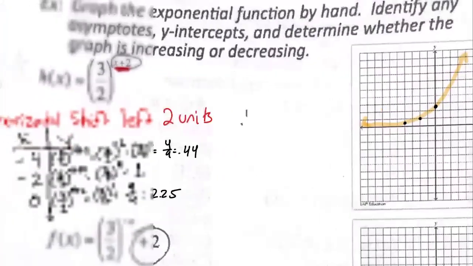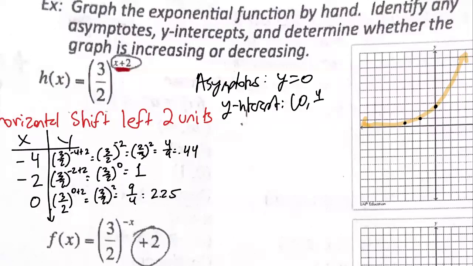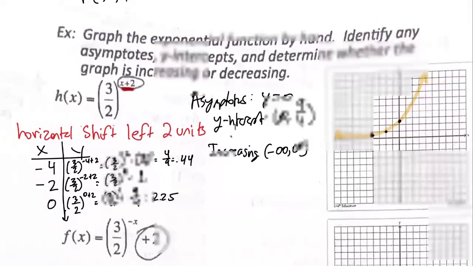Another thing you need to include: asymptotes. Y is equal to 0 because it's still on the x-axis. Y-intercept, 9/4. And then it's increasing. And that is the complete graph.